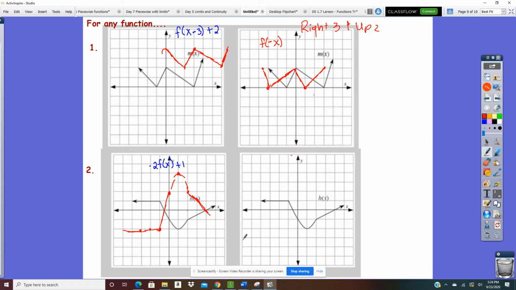Okay, now I'm going to take all these points and move it up 1. So my new graph looks like this. All these points are moved up 1. Okay, so that's my new graph. All right, so that is it for transformations.